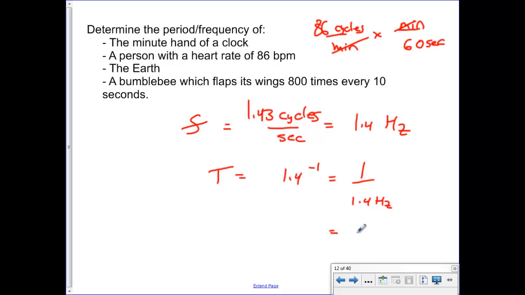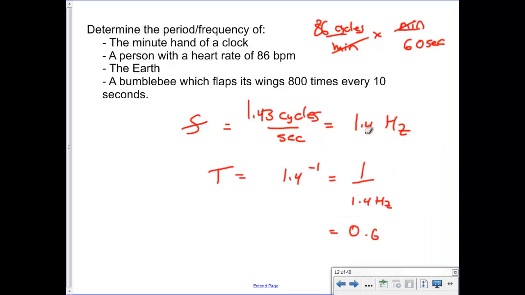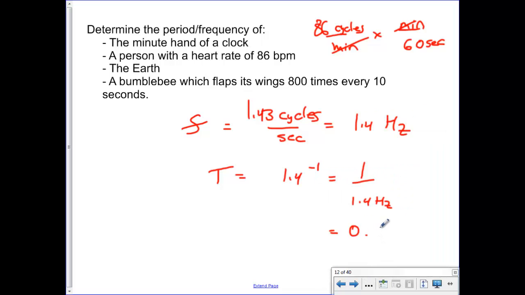What do you get? 699. Make sure you use the actual 1.43 number as well. Don't use that rounded number. I got 0.69767. Okay, so is that 0.70 with rounding? Yeah. So what this means then for period is every 0.7 of a second your heart beats.